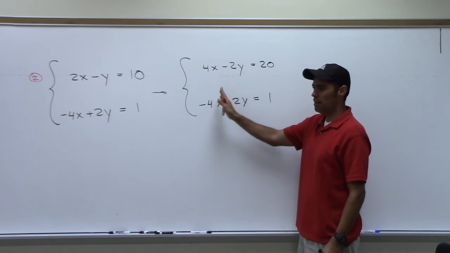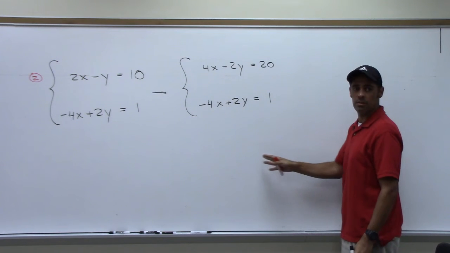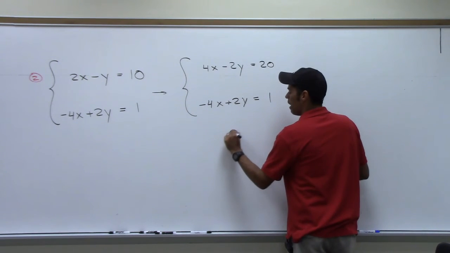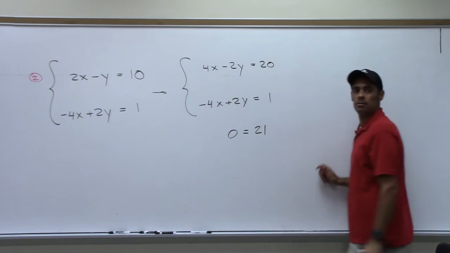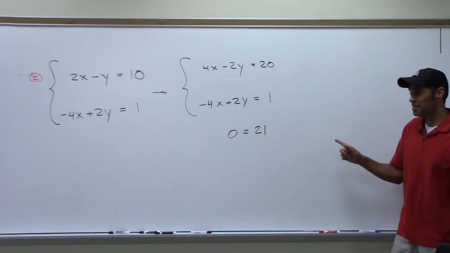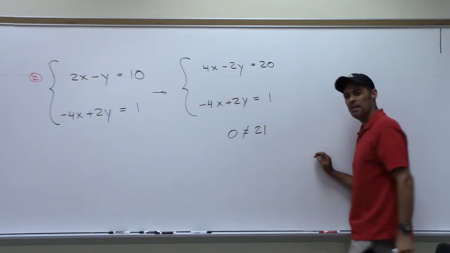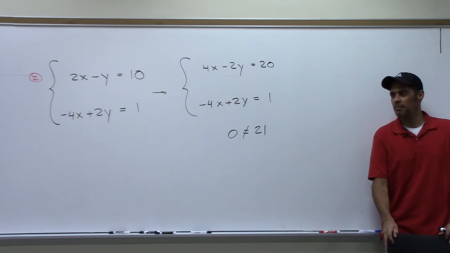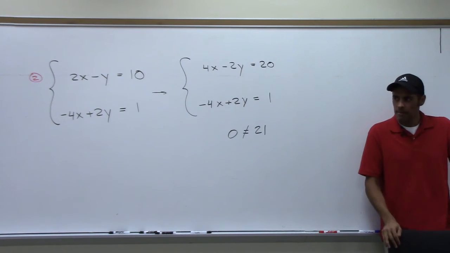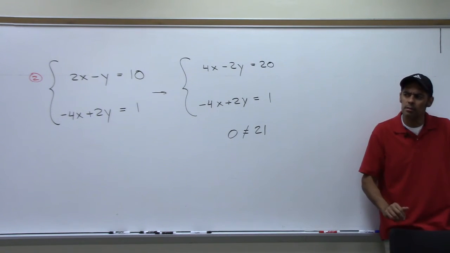Here, gone. Here, gone. So what's on the left side of your equation? 0. And the right side of the equation? 21. 0 doesn't equal 21, right? What does this mean? Something's wrong. Something went bad. Think about what this represents. What did you say? I didn't hear you.